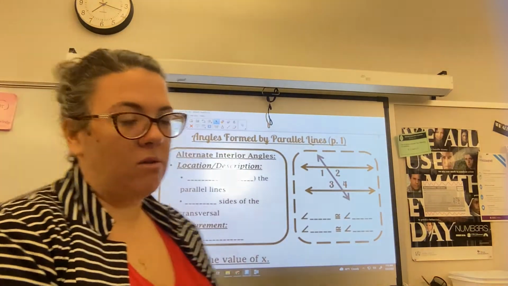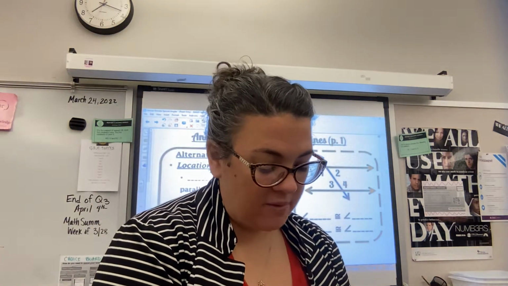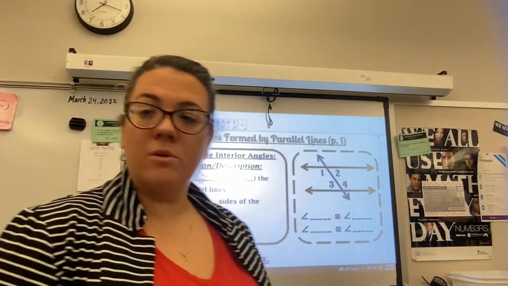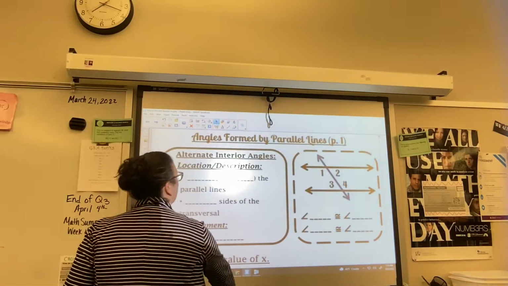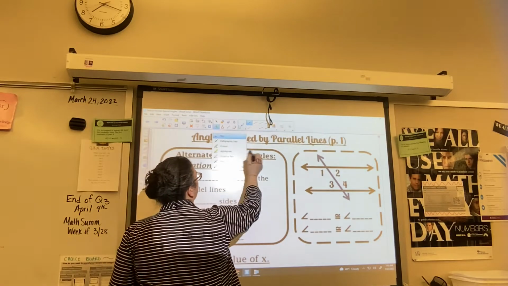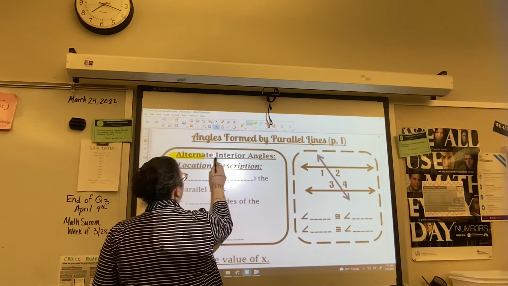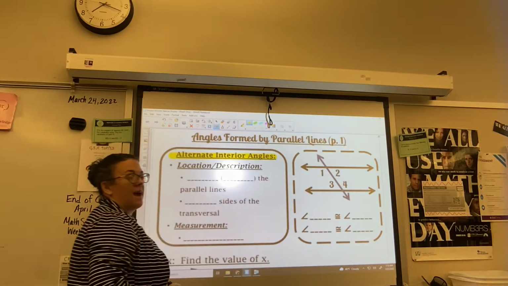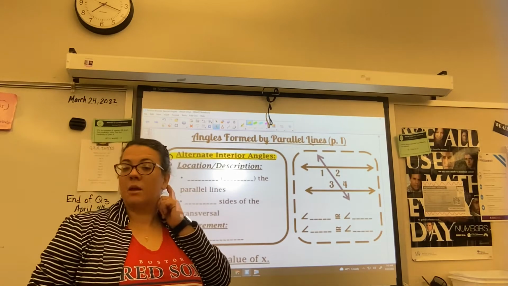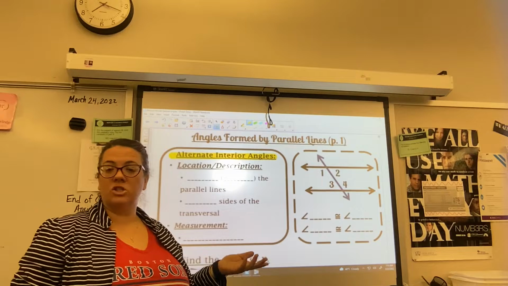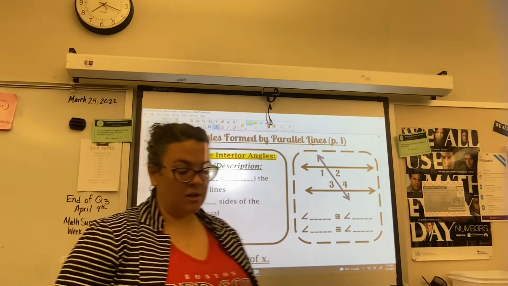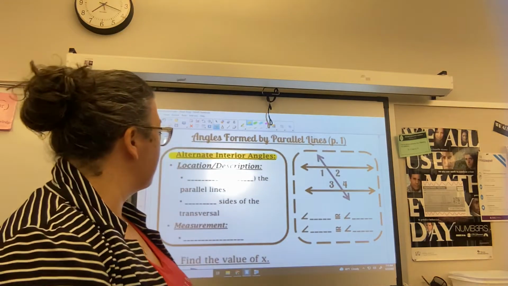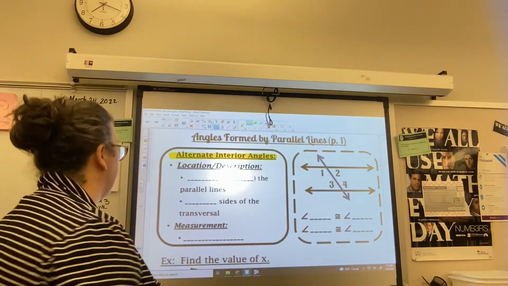We're looking at the angles that are formed by parallel lines. We examined the relationships in the previous video, and now we're going to take some notes on the specific angle pairs. So our first one, as you can see, is alternate interior angles. We're going to talk about what that actually means, and then we're going to give some examples on which are the alternate interior angles. So the location of alternate interior angles is between or inside the parallel lines.